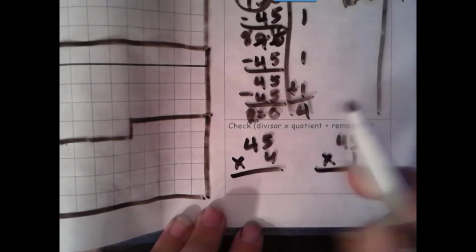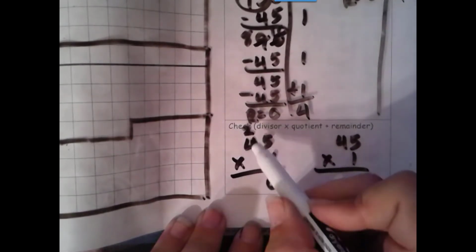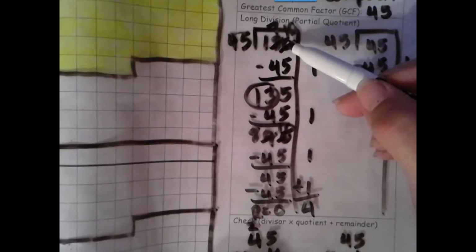4 groups of 5 is 20. 4 groups of 4 tens is 16 tens, plus 2 more is 18 tens. And here we have the identity property of multiplication. When you multiply by 1, it stays the same. 1 group of 5 is 5. 1 group of 40 is 40. Then we see if it checks. 45 matches our dividend up here. Check. 180 matches our dividend up here. Check. So our numerator is definitely 1, and our denominator is definitely 4.